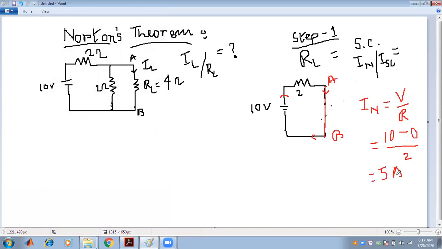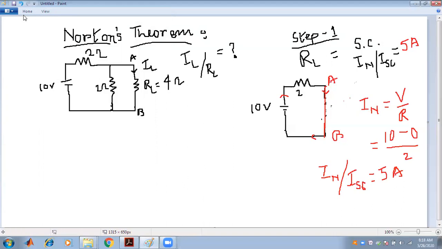That is the value of IN or ISC that we have obtained from the first step of the Norton. IN or ISC becomes 5 ampere. So this is our step 1: short circuit the particular resistance through which the current is flowing, and then find the value of the ISC or IN.